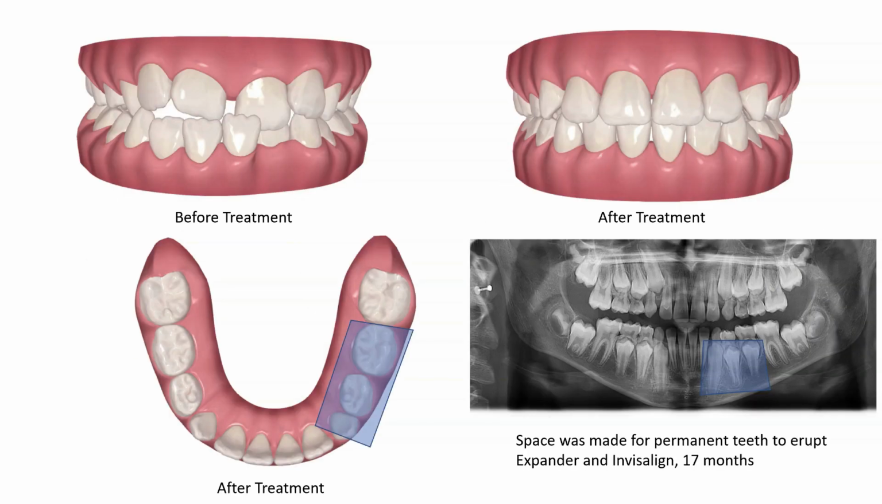Following the expander phase, I measure the width of the developing adult teeth. This allows me to create the correct amount of space for the developing teeth during the tooth movement stage with Invisalign. The 12 primary teeth are replaced by adult teeth during the years after phase 1 treatment. This patient was treated with an expander for 6 months, followed by Invisalign for a total time of 17 months.